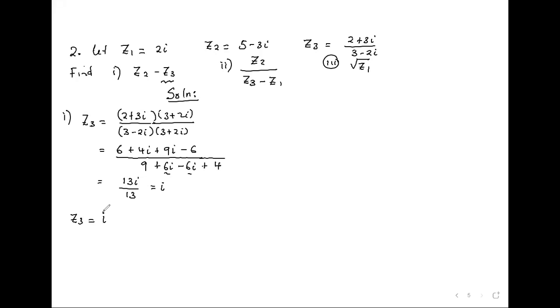Now we can go on and find Z2 minus Z3. This is going to be 5 minus 3i minus, what is Z3? Z3 is i. So we get 5 minus 4i. It's done.